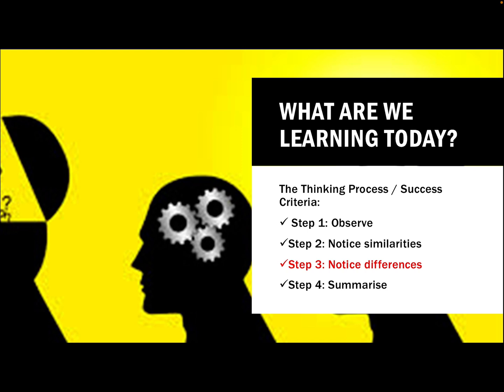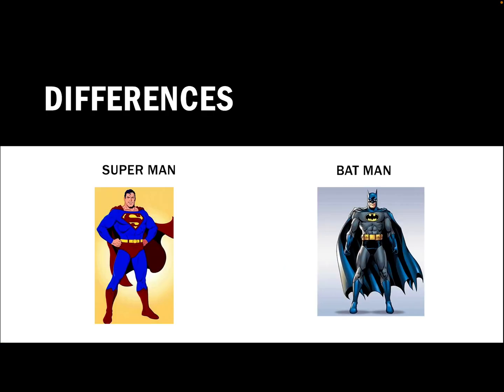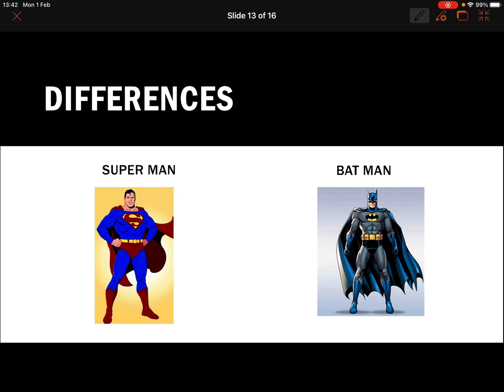Step 3 is we have to notice the differences this time. So what are differences? If somebody is different or 2 things are different from each other, what does that mean? So that's like the opposite of being similar or the same. It's if they're different from each other, they're not the same as each other. So let's take a little look then and see if we can spot some differences this time. So there's a difference in the colour of their outfits, isn't there? Batman's is very dark, Superman's is quite bright. Batman has on a little mask.